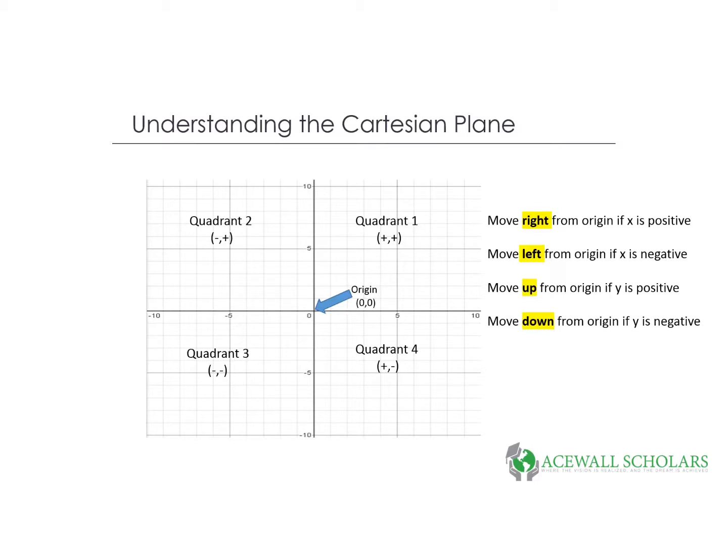So if the x-coordinate is positive, that means you move to the right from the origin. If x is negative, that means you move to the left from the origin. If y is positive, that means you move up from the origin. And if y is negative, you move down from the origin.